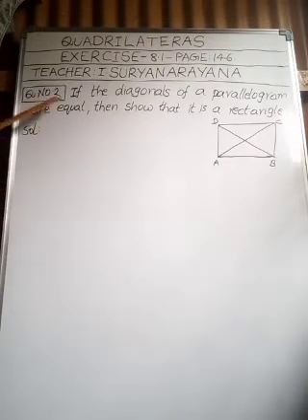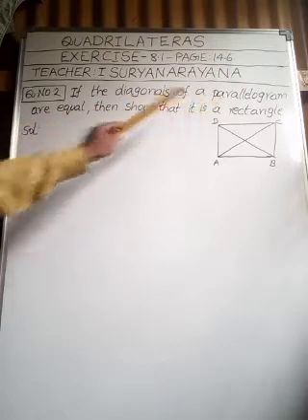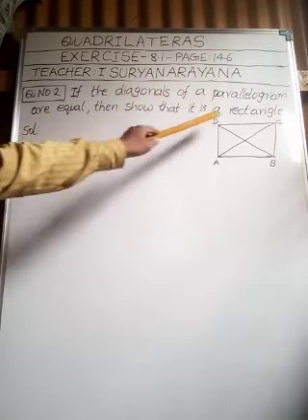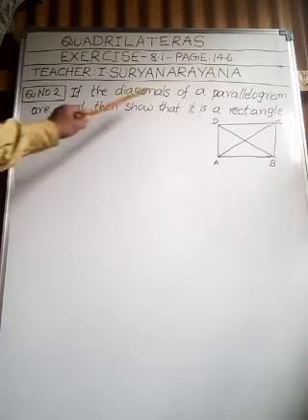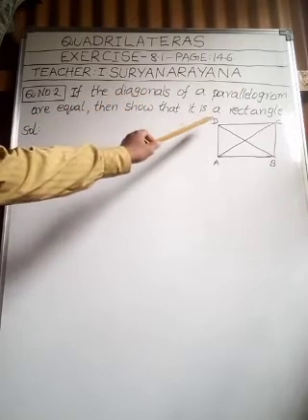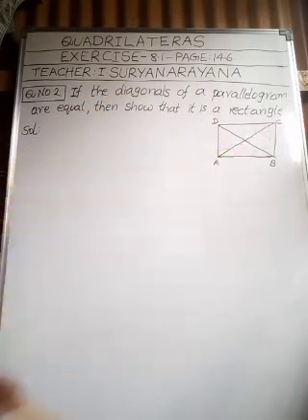Now come to question number 2. If the diagonals of a parallelogram are equal, then show that it is a rectangle. Okay, my children, understood this question? Actually, in a parallelogram, what is the property related to the diagonals? Yes, diagonals of a parallelogram are not equal. Do you remember this point? But if the diagonals of a parallelogram are equal, then we have to prove that the parallelogram is a rectangle.